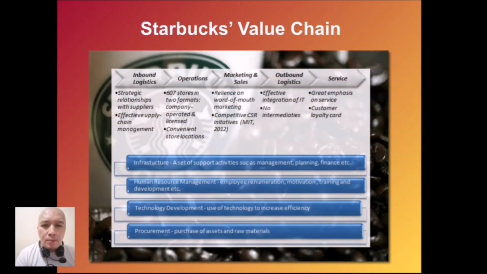In order to better understand value chain, let's have an example. We are using the company Starbucks as an example para mas lalo natin siyang maunawaan. So again, on the top part, we have the primary activities: inbound logistics, operations, marketing and sales, outbound logistics, as well as service. And then at the bottom, you have the support activities: infrastructure, human resource, technology, and procurement.